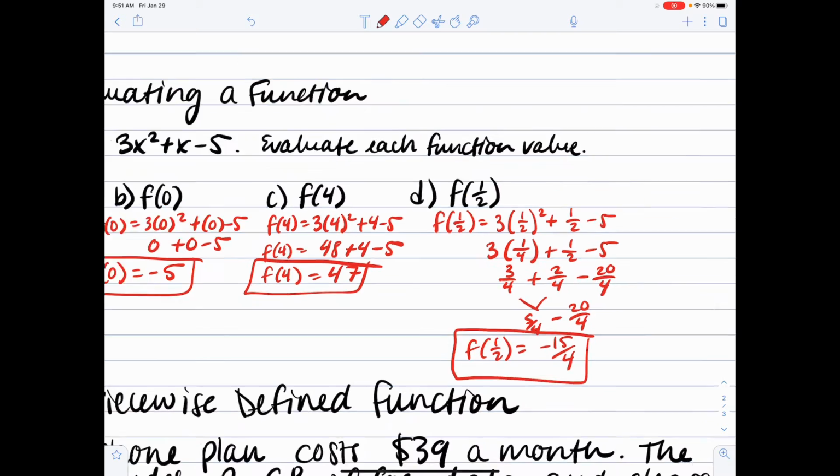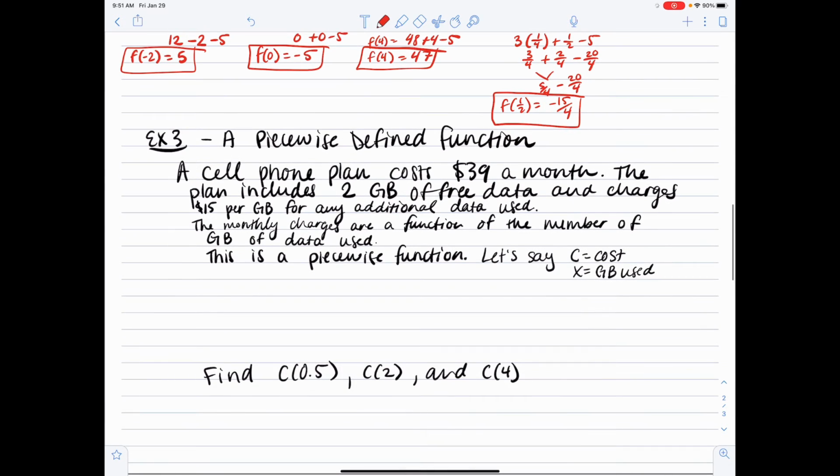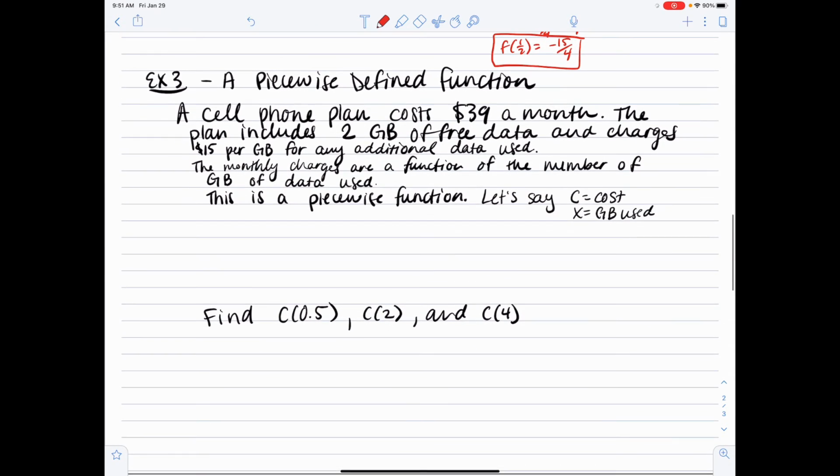All right, the last example today is a piecewise defined function, which you might remember, but this one's always the one that gets people the most. So a cell phone plan costs $39 a month. The plan includes 2 gigabytes of free data and charges $15 per gigabyte for any additional data used. Wow, throwback to when you didn't have unlimited data. So the monthly charges are a function of the number of gigabytes of data used.